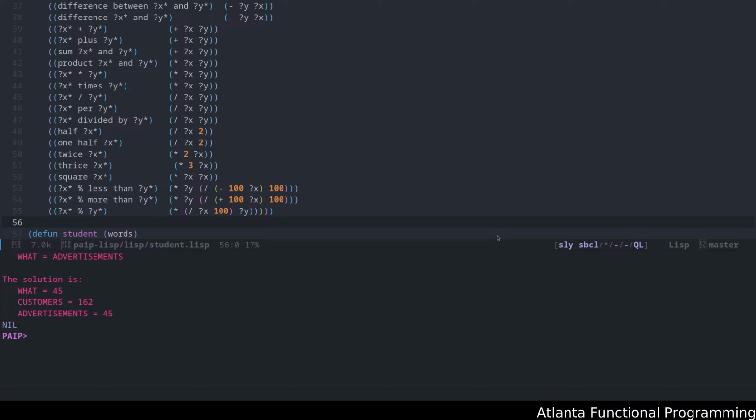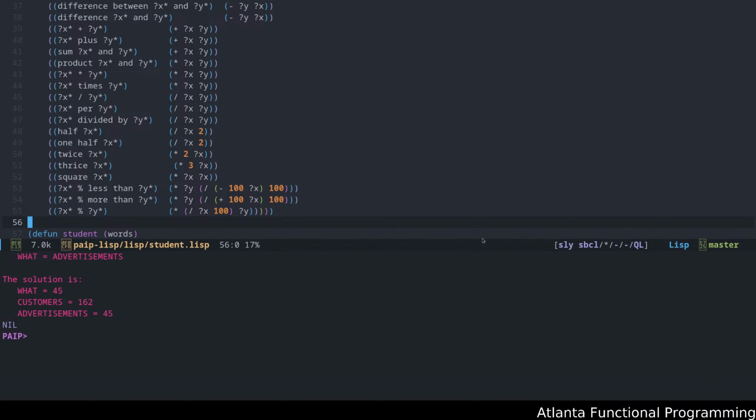This is actually just trying out Student on some examples that are mentioned in the book. So let's check some of them out.